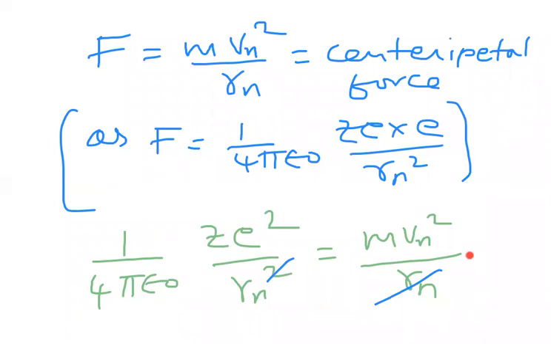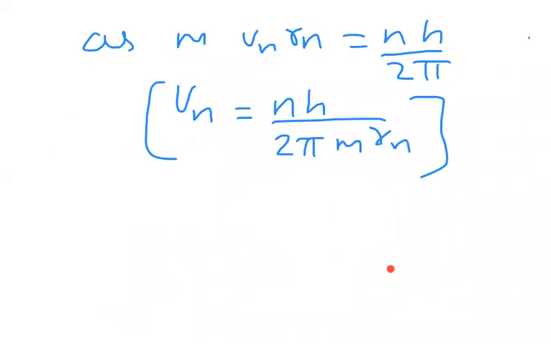Now my target is Rn. So I want to eliminate Vn and get an expression for Rn. For that purpose, I have taken the formula mvn Rn is equal to nh by 2 pi. M is the mass of the electron, Vn is the speed of the electron, Rn is the radius of the nth orbit.